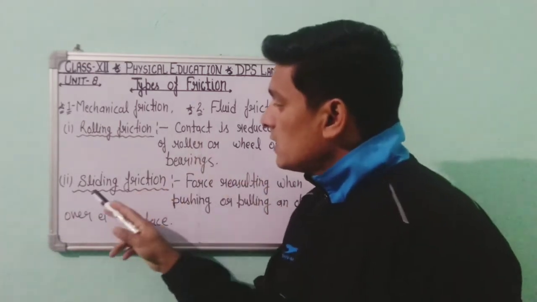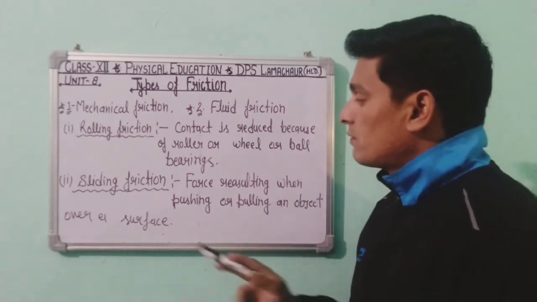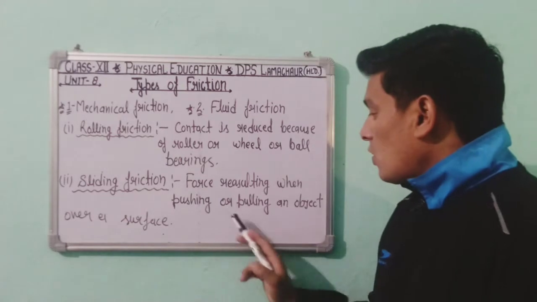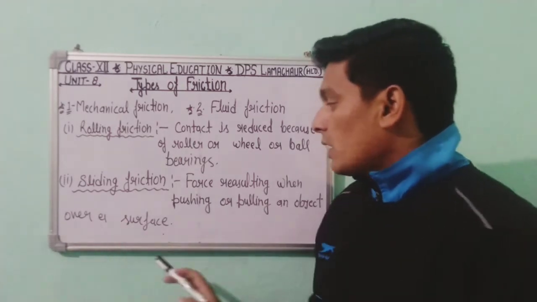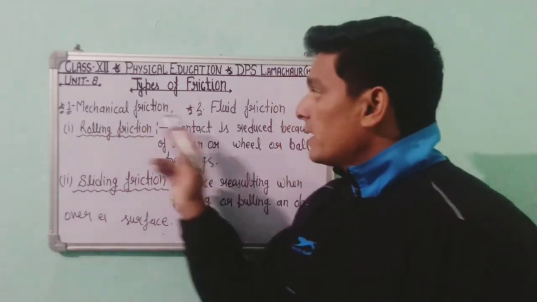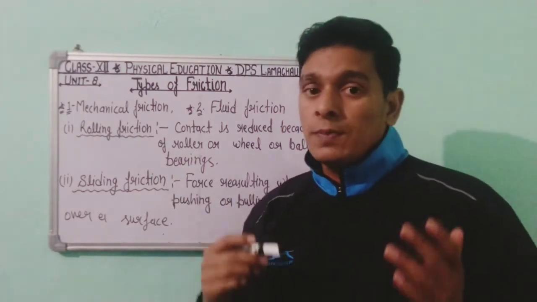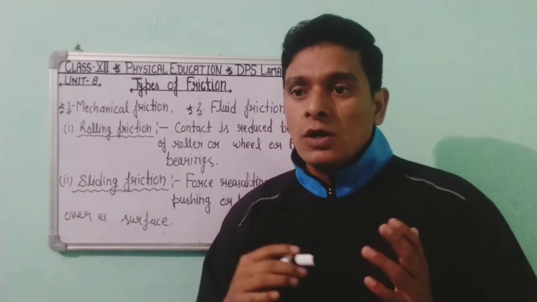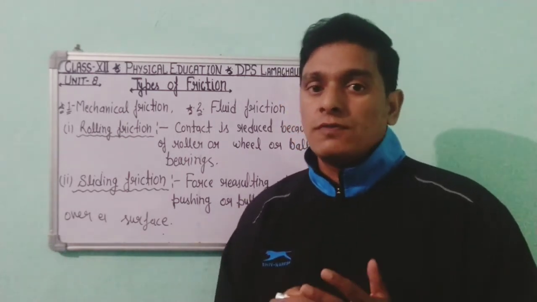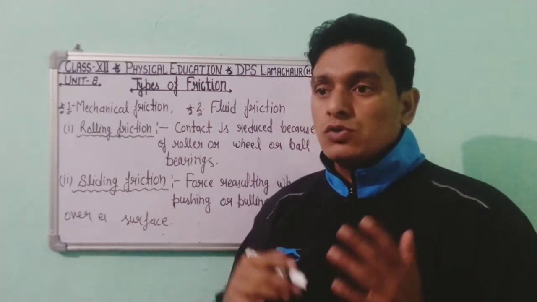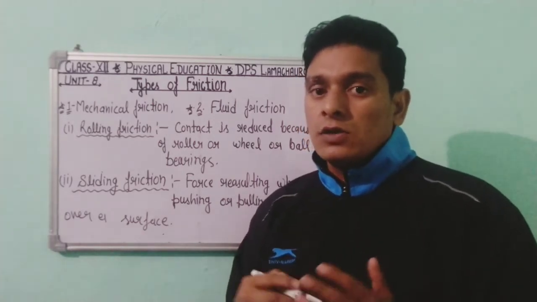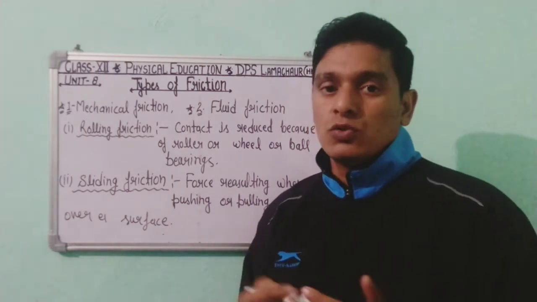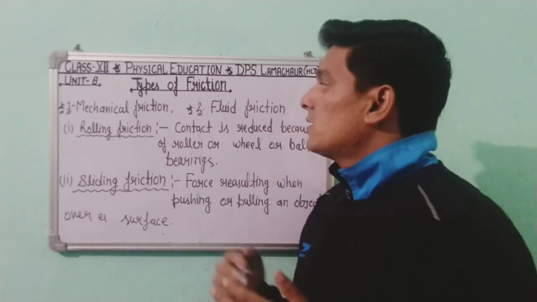And the second is sliding friction. The second type of mechanical friction is sliding friction: the force resulting when pushing or pulling an object over a surface. Mechanical friction helps in field hockey and football. Players of field hockey or soccer do a deep study of the surface of the ground, because they need to know how hard the surface is. A good study of the surface gives them good results in their sports. So this is about mechanical friction.